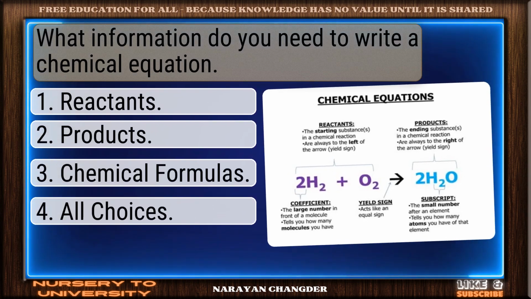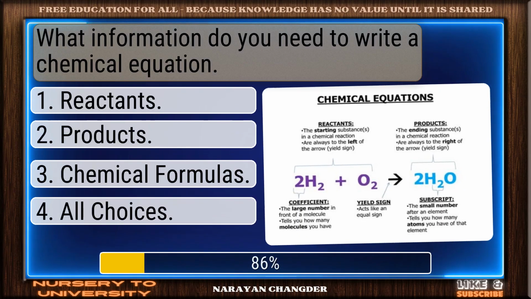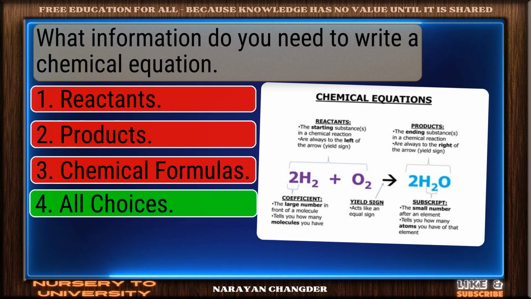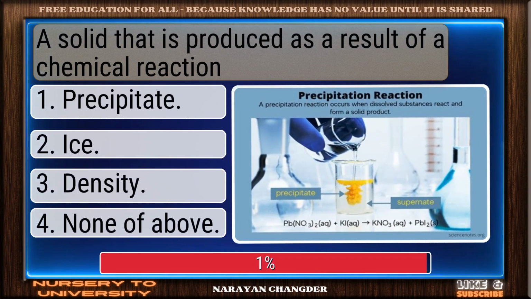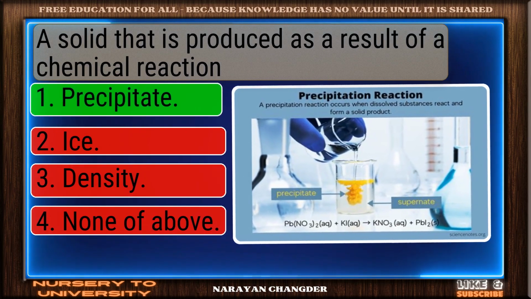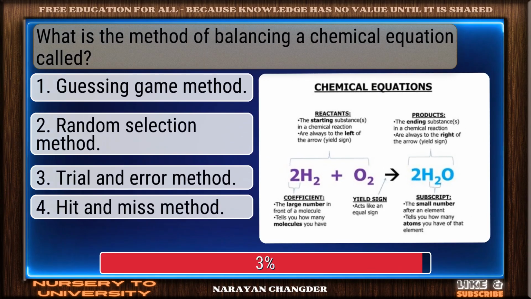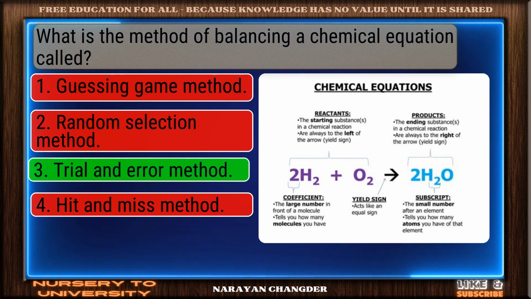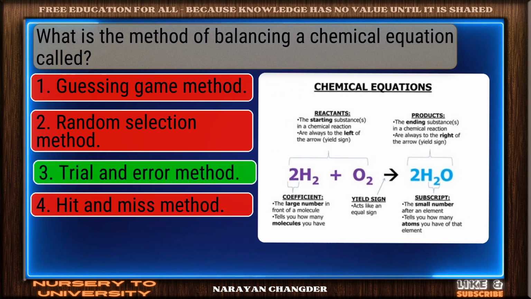What information do you need to write a chemical equation? Good job. Your answer, all choices, works well here. A solid that is produced as a result of a chemical reaction. Excellent. Precipitate is a brilliant choice. What is the method of balancing a chemical equation called? Clear logic. Your choice, trial and error method, is sound and 100% true.